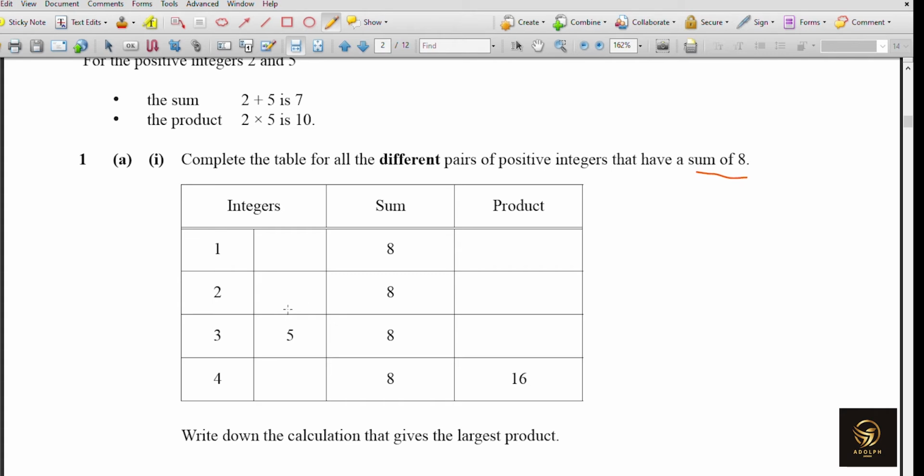So if the first integer is 1, then the other integer should be 7. Then only we will get the sum as 8. If the first integer is 2, the second integer is 6. The third one they have filled in themselves, and for the fourth one, the first integer is 4, so the second integer is also 4. They have filled in the product for 4 and 4 as 16, and let's see what values we are getting.